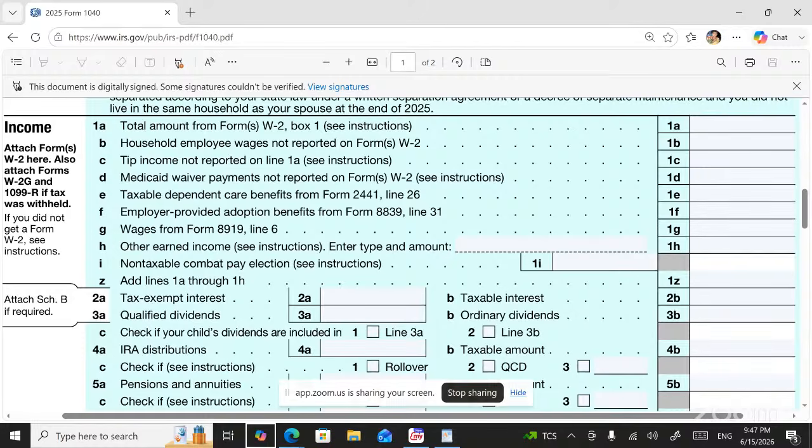Now coming to 1D, Medicaid waiver payments not reported on W-2. So let me take the example from the first one. If you are going to a restaurant, sometimes the tip is paid directly to the hotel, included in the bill. That is not income to the restaurant, it will finally reach the staff. For that reason, it will be included in C, not in A.